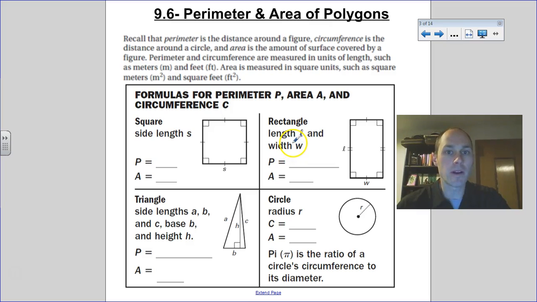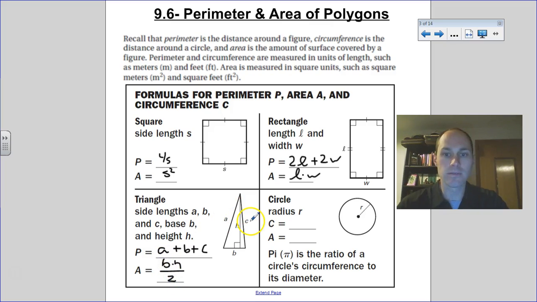So the formulas for perimeter and area. For a square, perimeter is add up four sides, so 4s. Area is side times side, side squared. Rectangle, we have two lengths and two widths that we add up, so 2L plus 2W, and area is length times width. Triangle, we add up all the sides, A plus B plus C. And in order to find the area of a triangle, a triangle is half a rectangle, so it's base times height divided by 2.